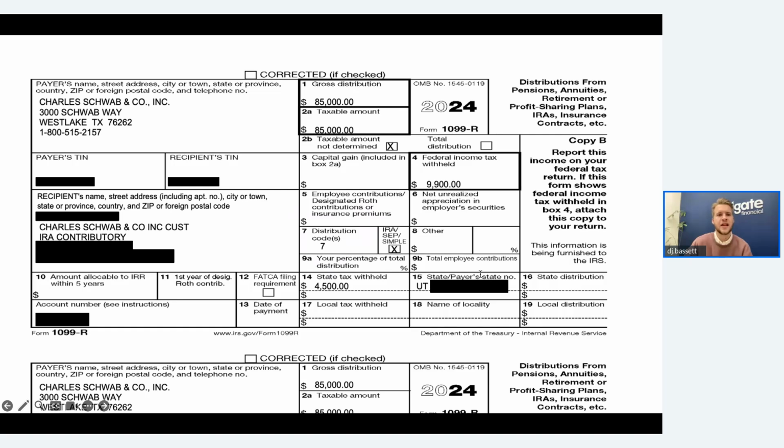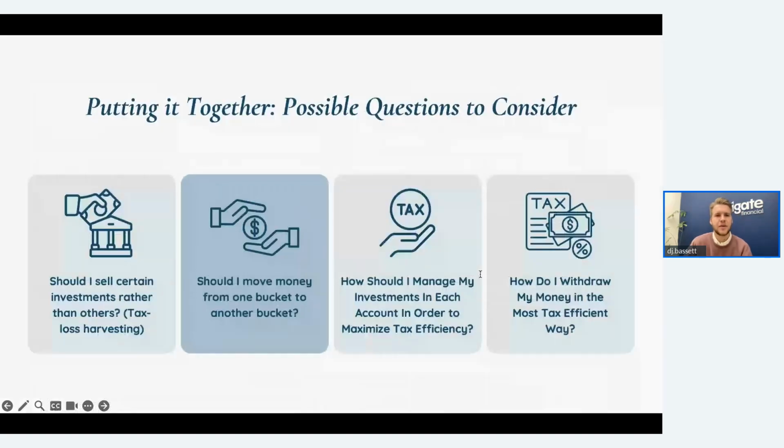Number 14, state tax withheld, pretty easy there. So last thing here, and I'll spend a brief moment, but possible questions to consider, things that pop up. Should I sell certain investments rather than others? In the world of taxable accounts, this would be for a taxable rather than a tax deferred.